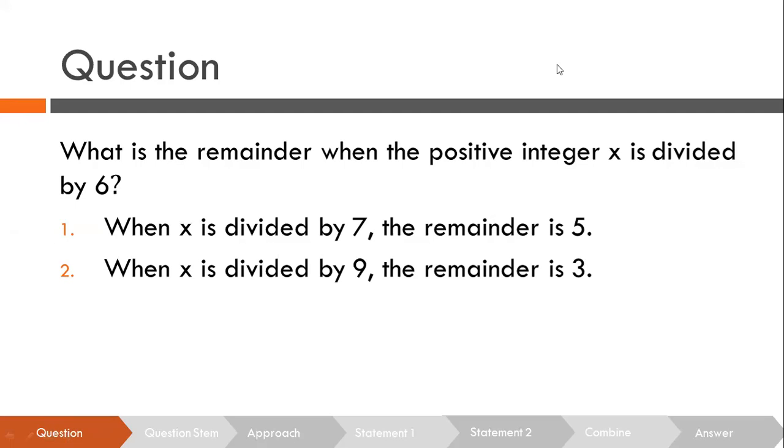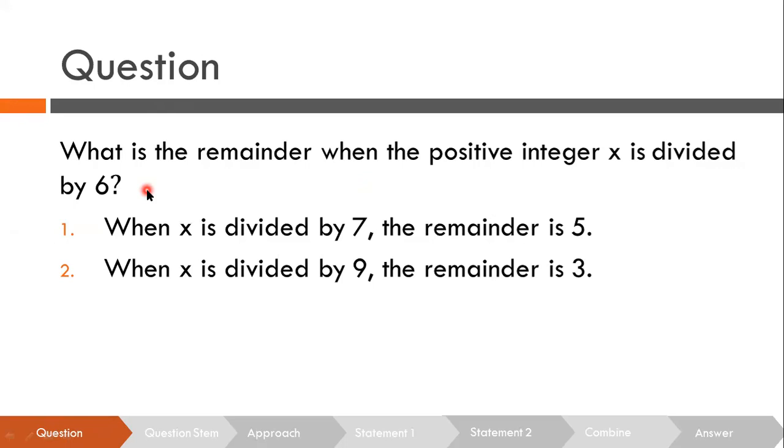What is the remainder when the positive integer x is divided by 6? One, when x is divided by 7, the remainder is 5. Two, when x is divided by 9, the remainder is 3. Okay, what is the remainder when the positive integer x is divided by 6? So we don't know about the x, but we are dividing this positive integer by 6.